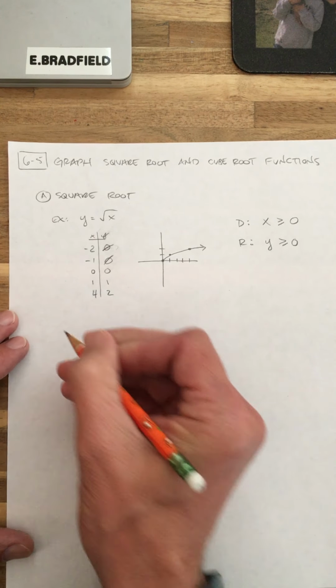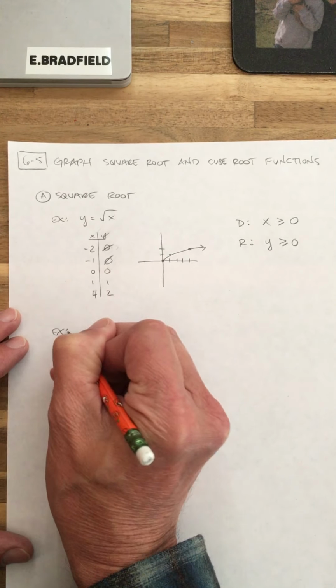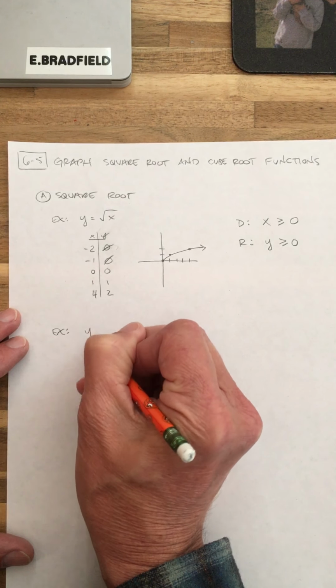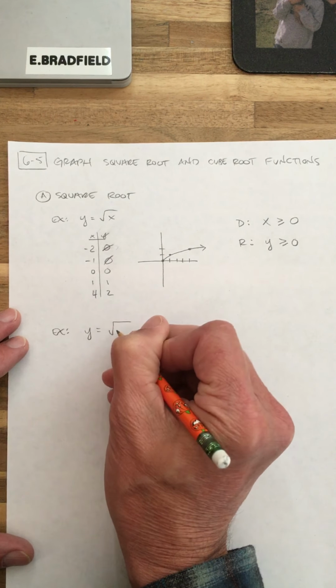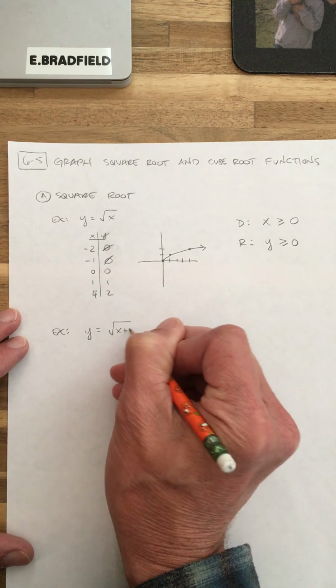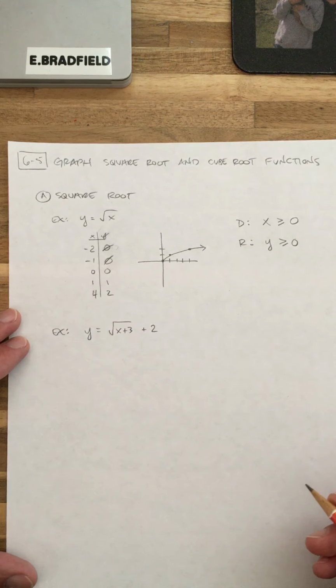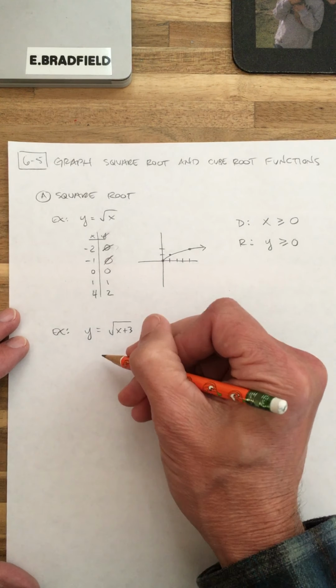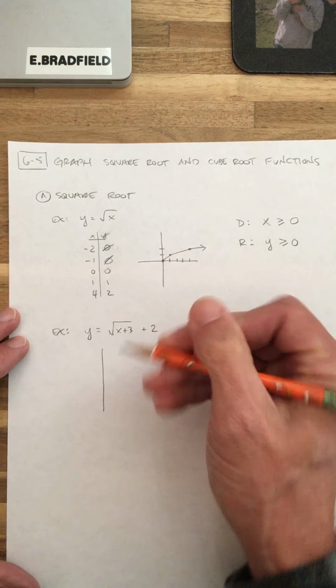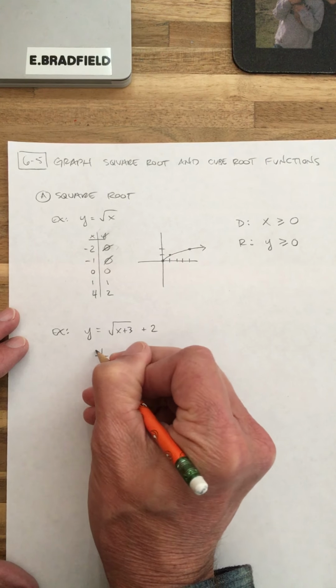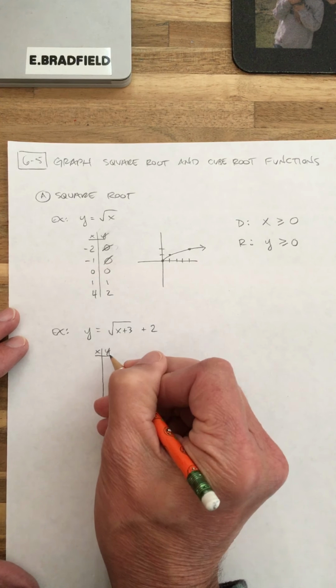All right, let's try another one. I want to show you guys something. How about we do something like this? y equals the square root of x plus 3, and then plus 2. All right, so let's just make a t-chart. And in a second, I'll have you guys use your calculator. But for right now, let's just make a t-chart just to get our hands dirty a little bit.